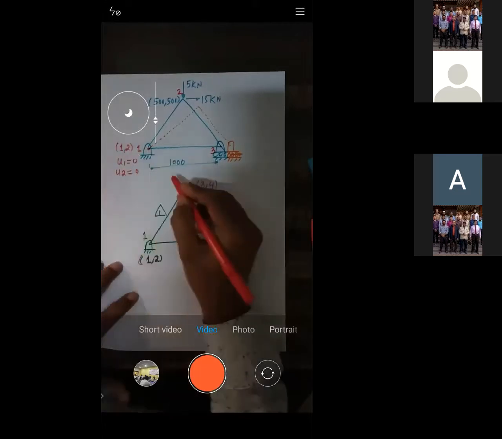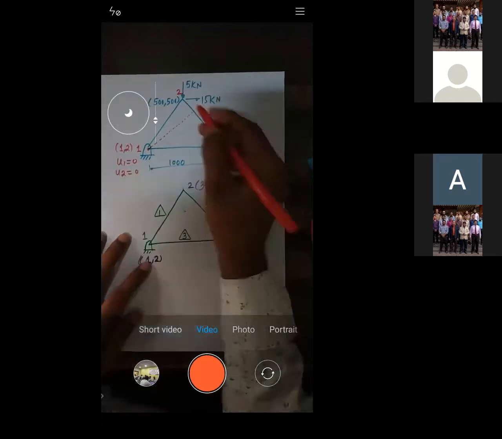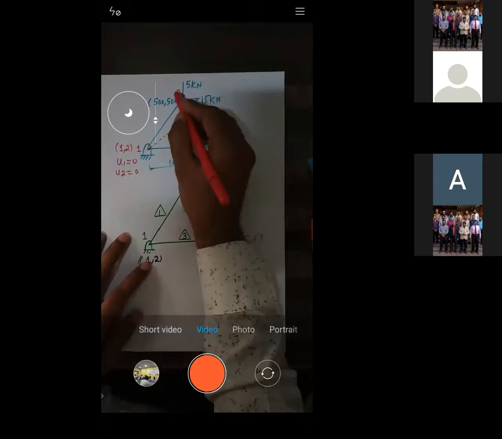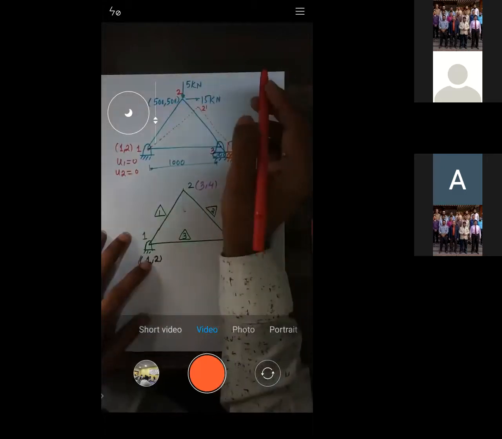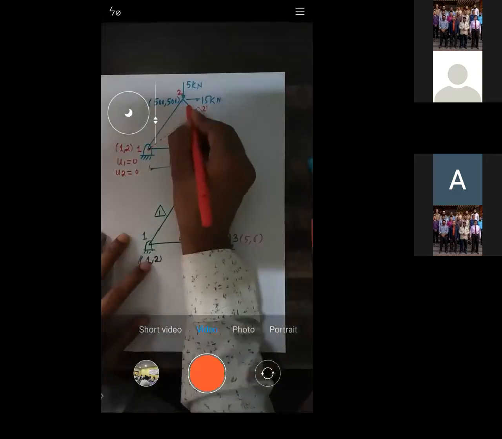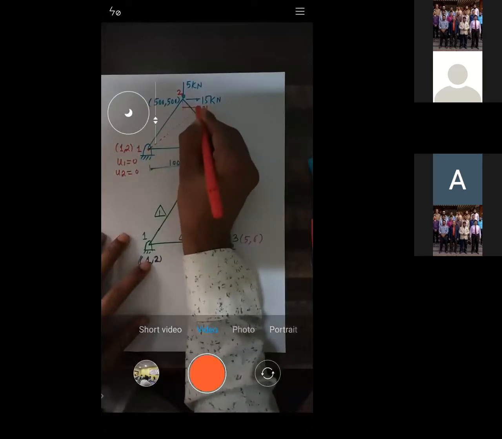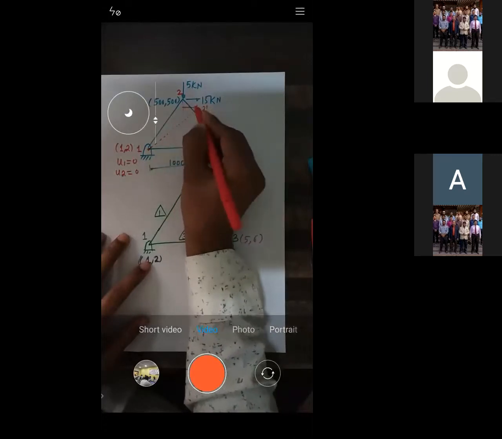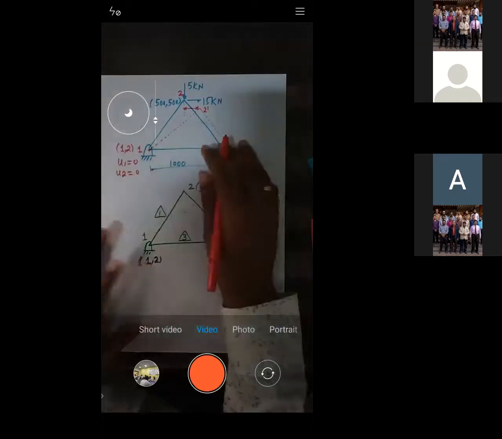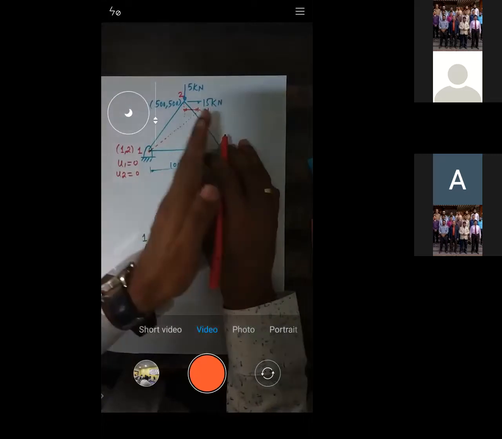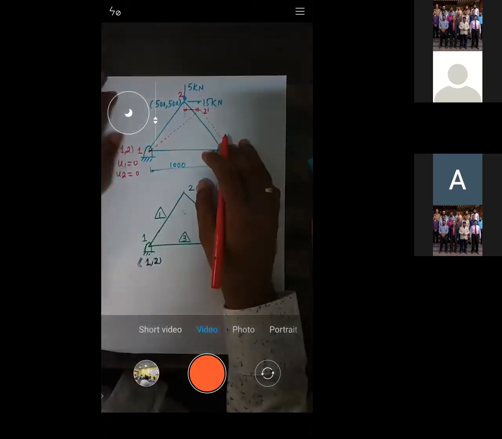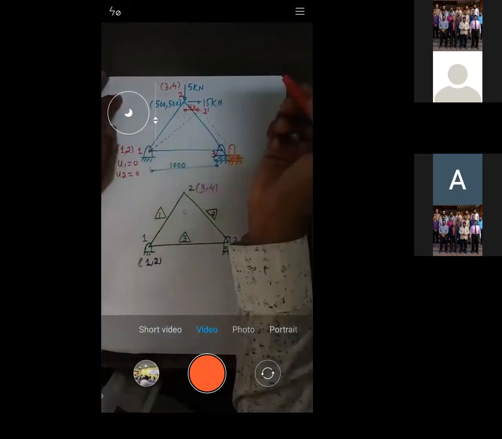Now, what happened with node 2 at location 2? Now it got shifted to 2 dash. The position is 2 dash. So what is the horizontal distance it has moved? So this is the horizontal distance. At node 2, we have degrees of freedom 3 and 4. So this is U3, horizontal. U3 is the horizontal displacement.